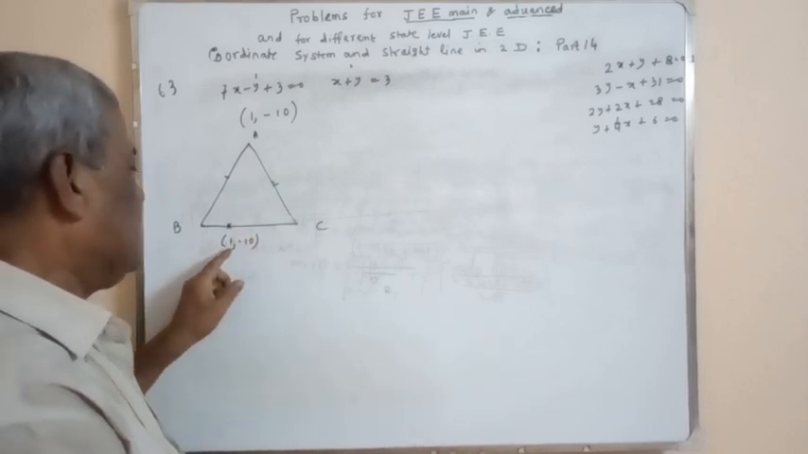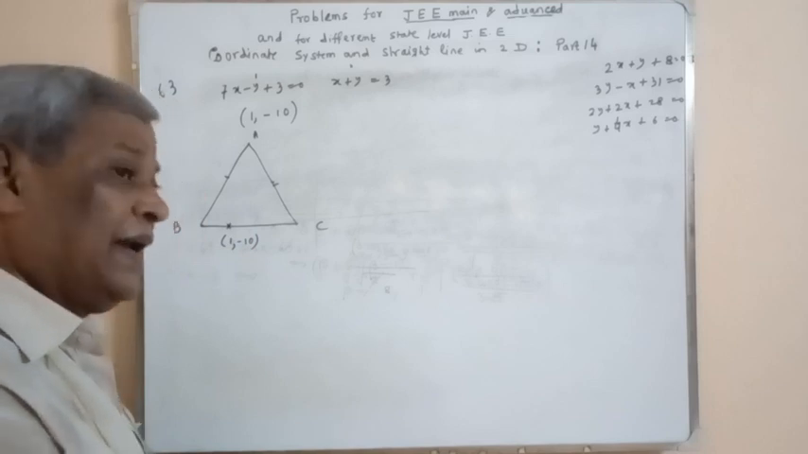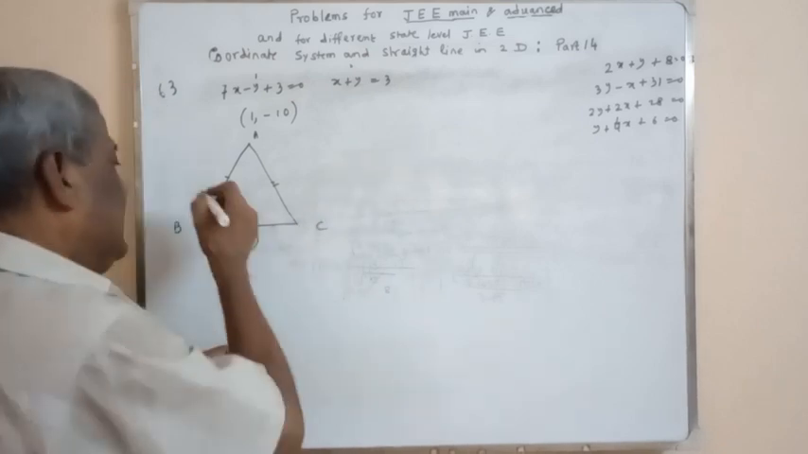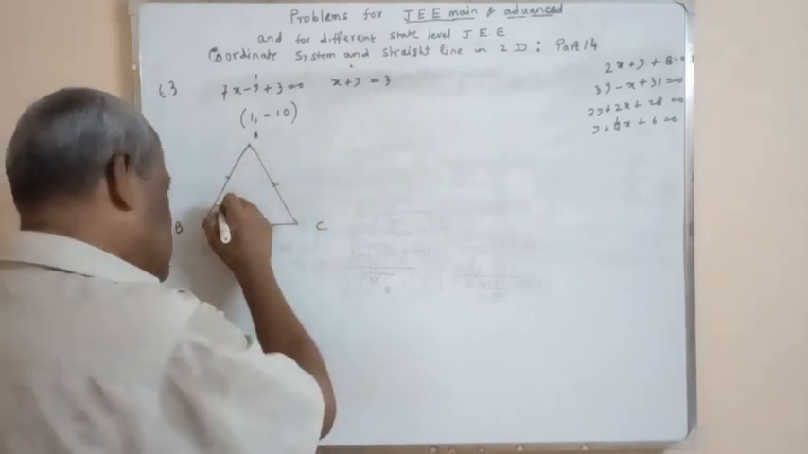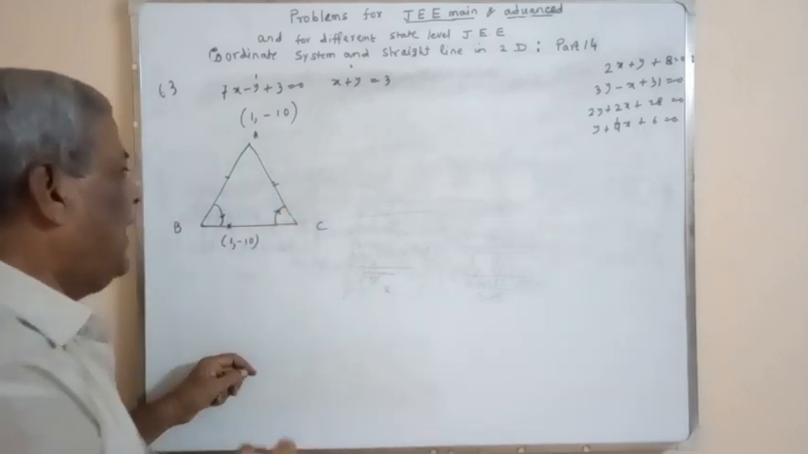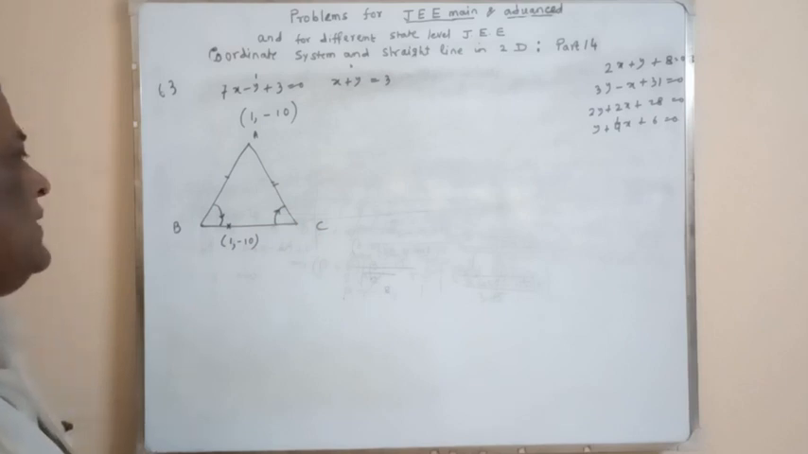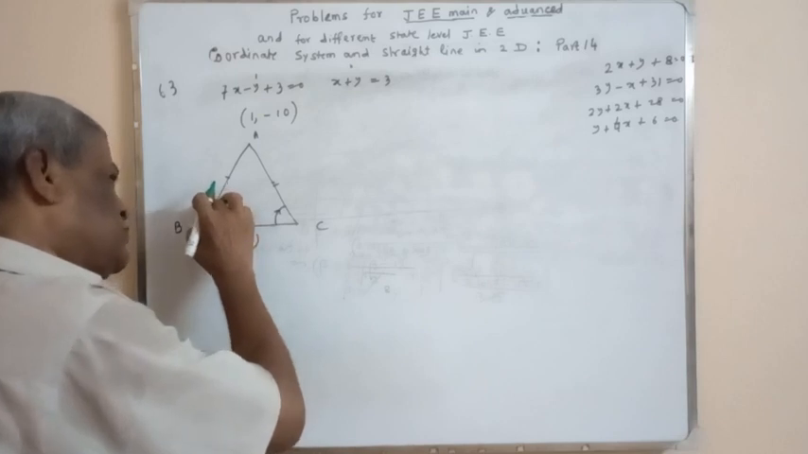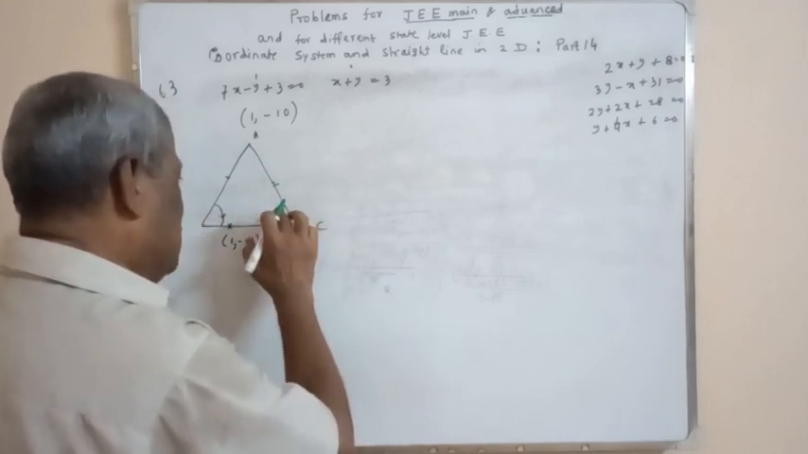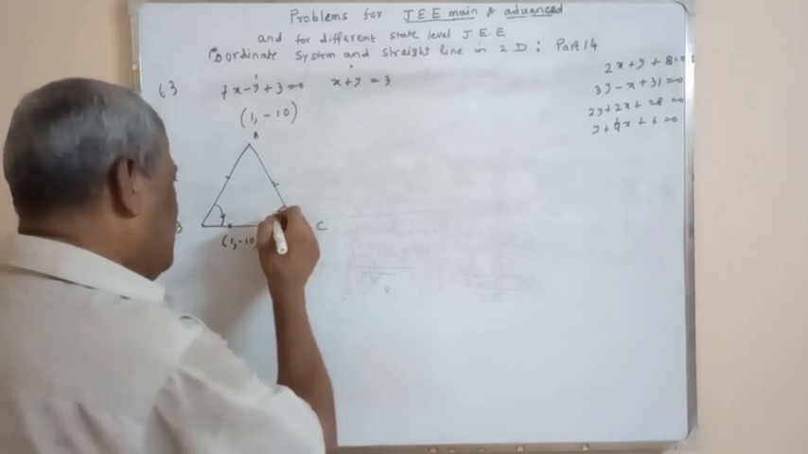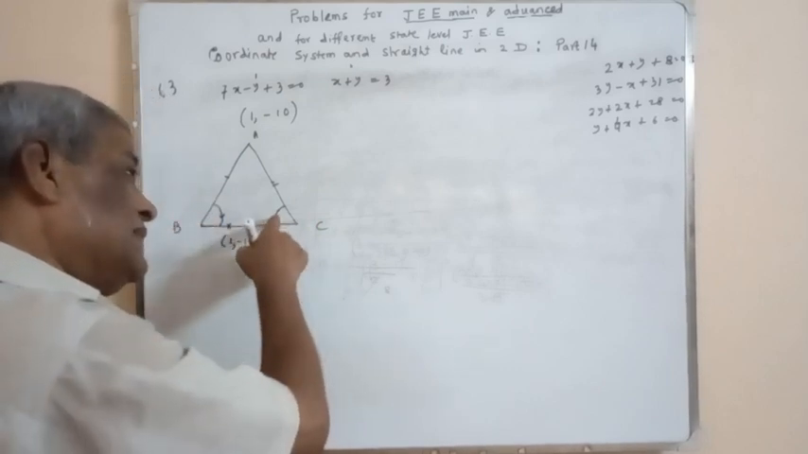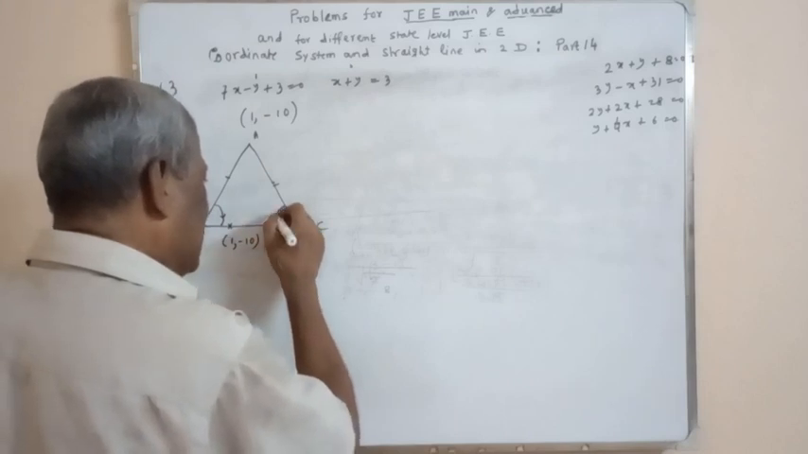Now, this is the base. It passes through that point. If we can somehow find the gradient of the straight line, then only we can find the equation of the base. And here, given that it is an isosceles triangle, this angle is equal to that angle. Mind that the angle is to be measured in the anti-clockwise direction. So from this to that is anti-clockwise. Oh, this is clockwise, sorry. So that also will be clockwise.